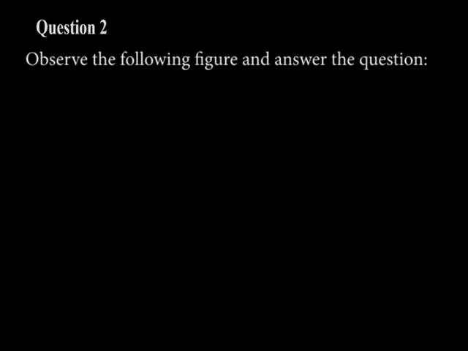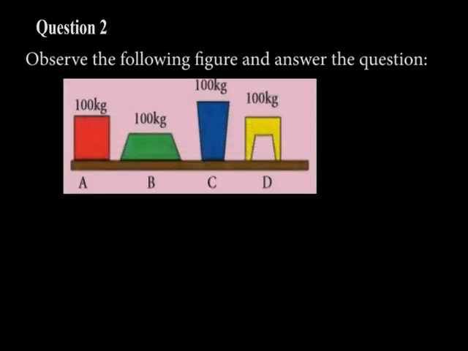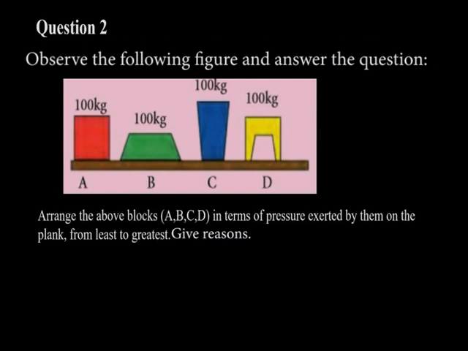Question 2. Observe the following figure and answer the question. Okay, look at the figure. There are 4 blocks A, B, C, D, and you can see the mass is the same, 100 kg, for all of them. And you can easily make out what is different there. Arrange the above blocks A, B, C, D in terms of pressure exerted by them on the plank from least to greatest, and give reasons.